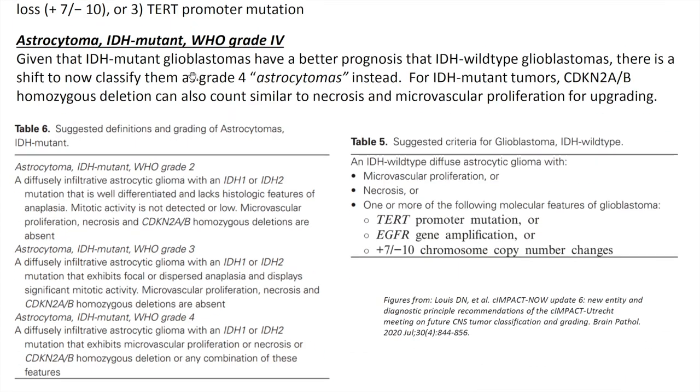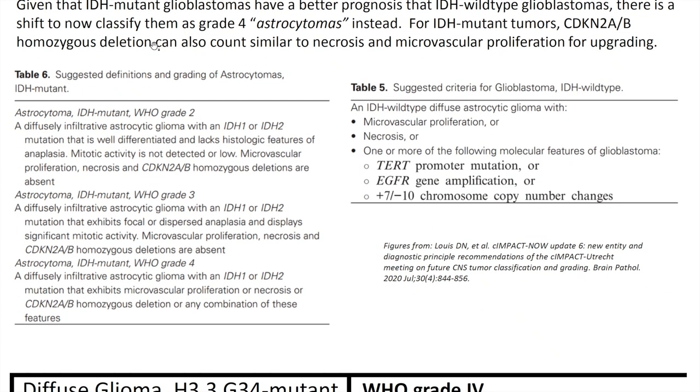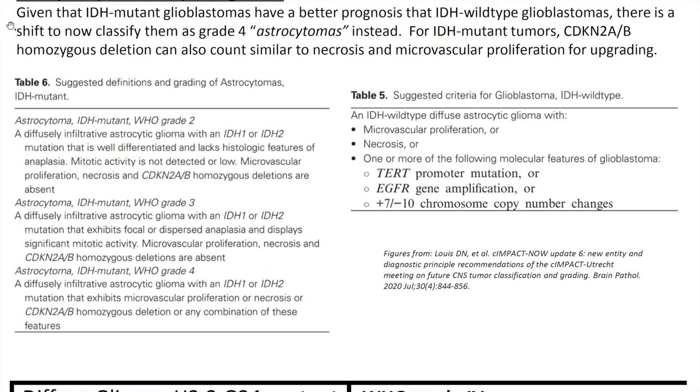So astrocytoma IDH mutant WHO grade 4. Given that IDH mutant glioblastomas have a better prognosis than IDH wild-type glioblastomas, there's a shift to now classify them as grade 4 astrocytomas instead. So for IDH mutant tumors, CDKN2A or B homozygous deletion can also count, similar to necrosis and microvascular proliferation for upgrading.